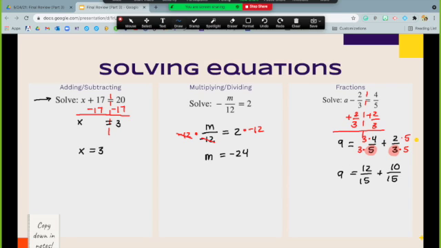And so from there, since we have the same denominators, that means I can focus on combining the tops. So 12 plus 10 equals 22, and the denominator stays the same. So we're left with a equaling 22 over 15. Done.